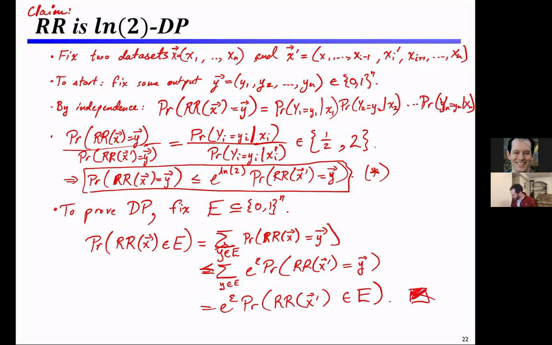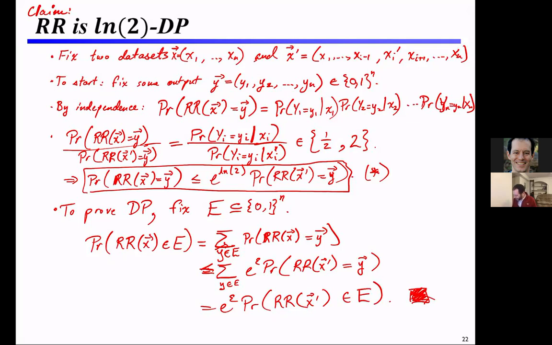Okay, so that's QED. Notice in this proof, it's important that this argument works for any pair x and x prime and any set E. In this case, everything is very symmetric, so it really didn't matter. We didn't have to use any special structure, so that was easy. Okay, so that's an example of a proof that something satisfies differential privacy.